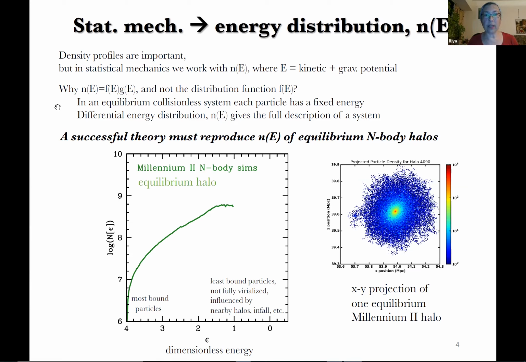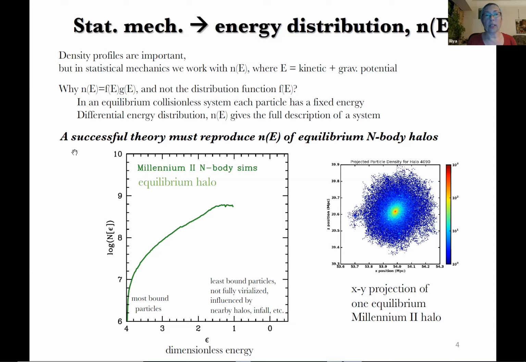Why do we use n of E? The reason is that in an equilibrium collisionless system, each particle's energy is fixed. It is not changing. That's the nature of collisionless. So it makes sense then to partition the state space not as a phase space, but as a space of energy. If we're partitioning in energy, then n of E is the quantity to use, and that's what we'll do from now on. Also, this differential energy distribution gives the full description of the system. For example, you can derive the density distribution if you have the distribution in energies.